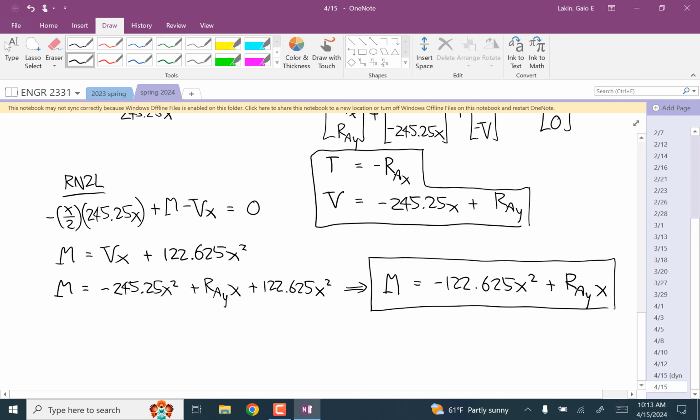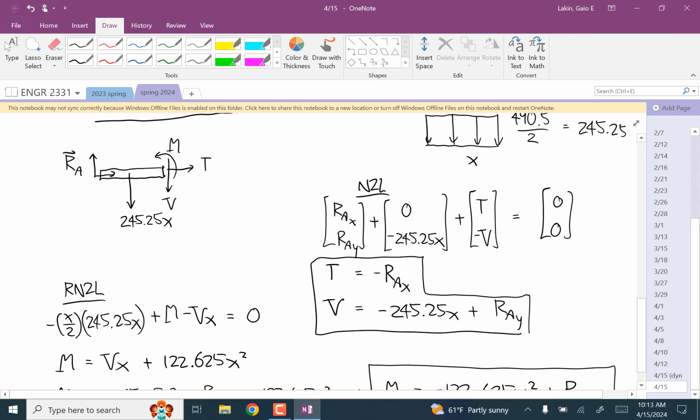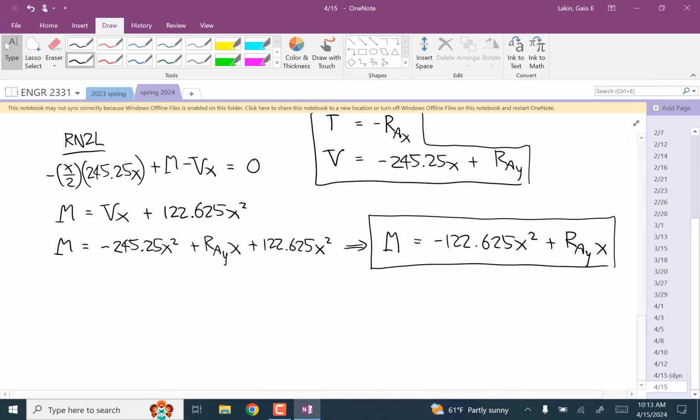You can check the derivative relationships. dM/dx is equal to V. Negative dV/dx is equal to the distributed load q. So that looks good. And then we'll do our second cut. Anybody have any questions about the first cut? I like these problems even though they go on and on and on because it fits in so much of the stuff that we've done all semester.